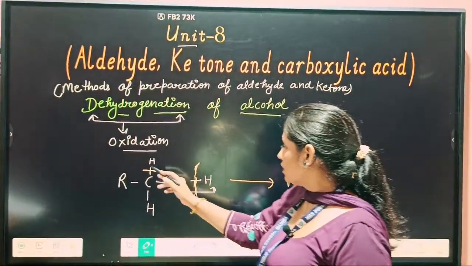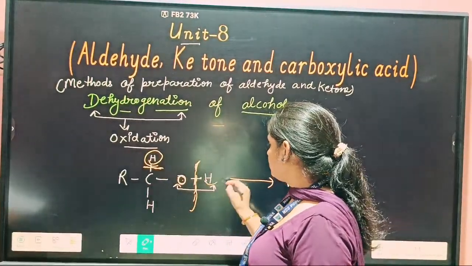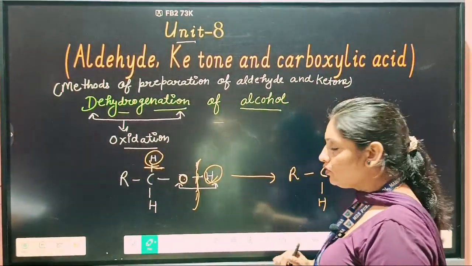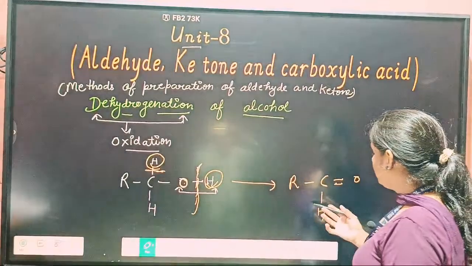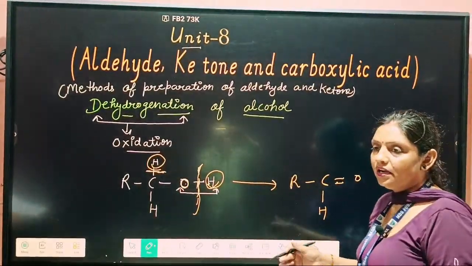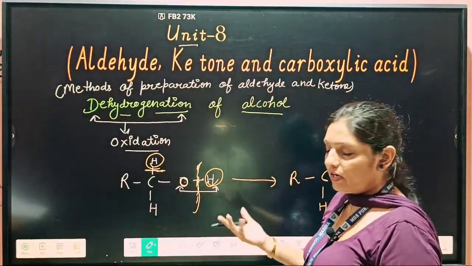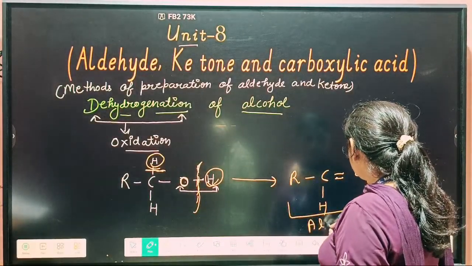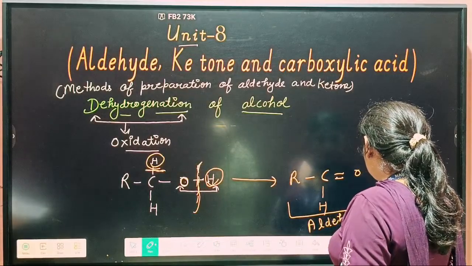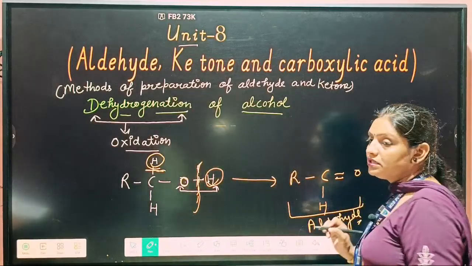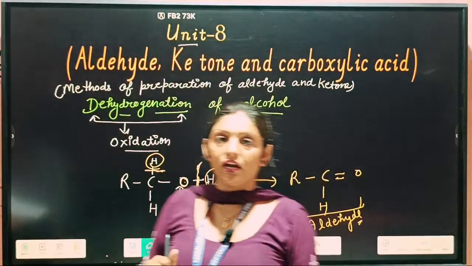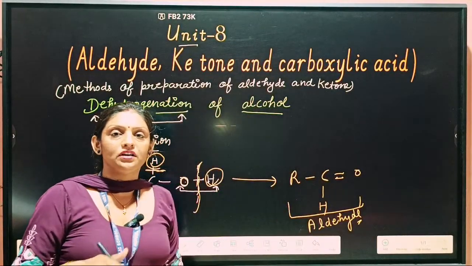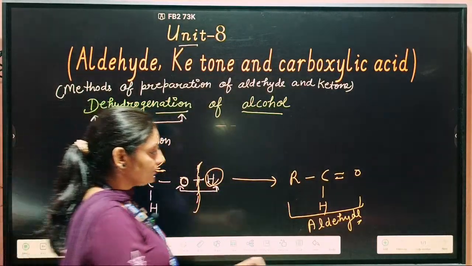So after removal of the hydrogen, alcohols are converting into aldehyde and ketone also. I will discuss that. So they form aldehyde. But students, how does this reaction take place? This reaction will take place in presence of an oxidizing agent.